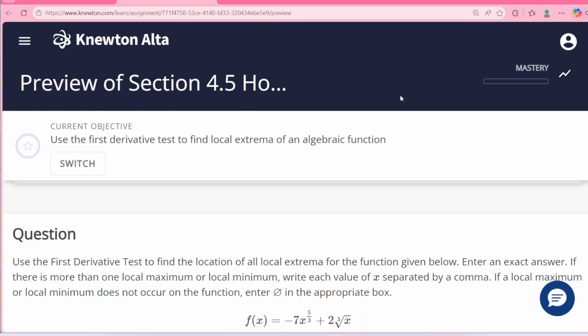Okay, so here we are at Knewton Alta, and this is a preview of the Derivatives and the Shape of a Graph assignment, which for the particular course I'm teaching is section 4.5. In the upper right hand corner, you'll have a mastery bar that tells you how far along in the assignment you have gotten. Next to that, an activity log.